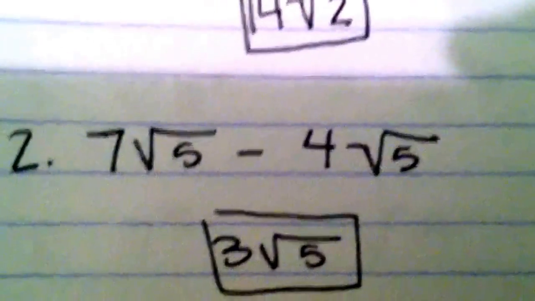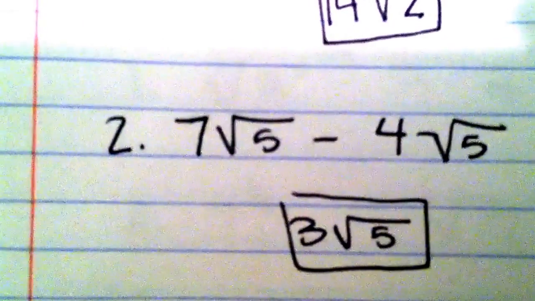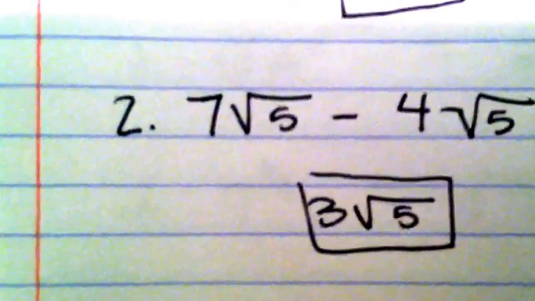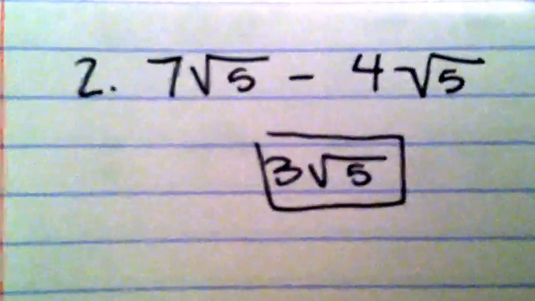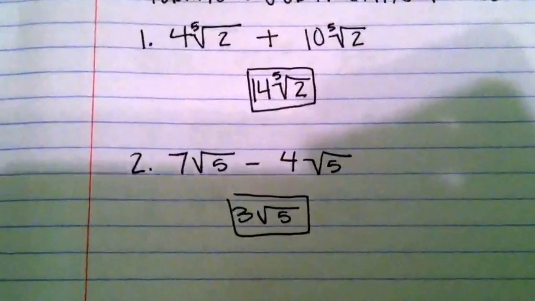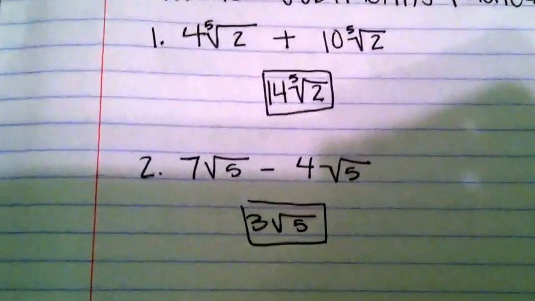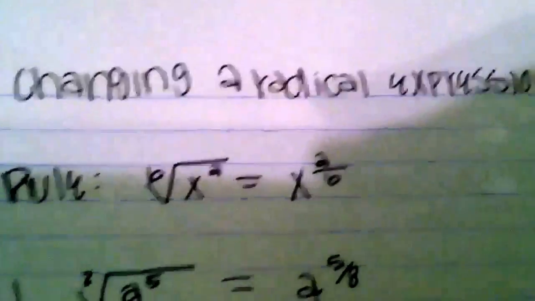And for number 2, you have the same index and radicand, so you just subtract the coefficients. So 7 minus 4 would give you 3. Like I said, you have the same radicand, so you would just keep that at 5. So your answer would be 3 times the cubed root of 5. A common mistake people might make would be adding or subtracting the radicands and not just the coefficients, because for adding and subtracting, you work with the coefficients, not the radicands or the indexes.